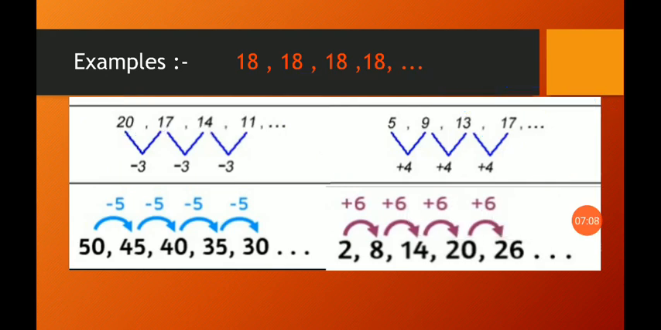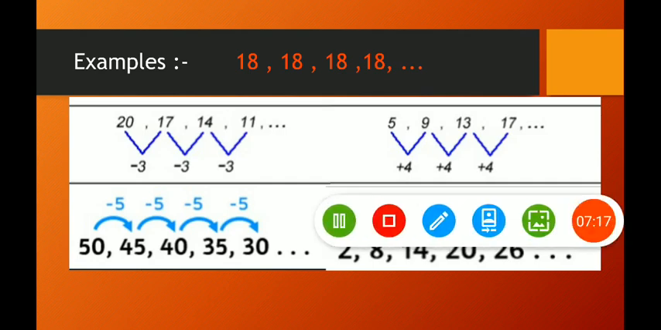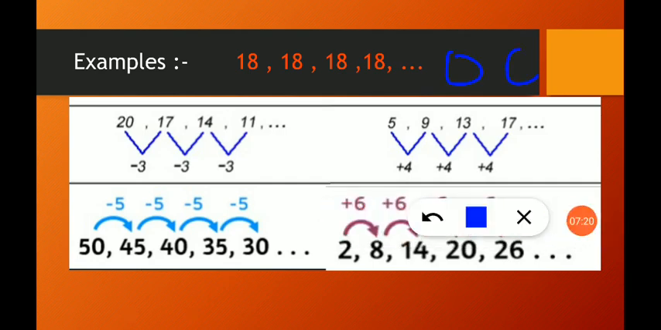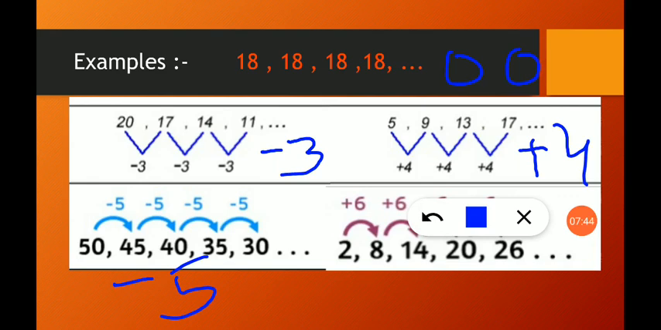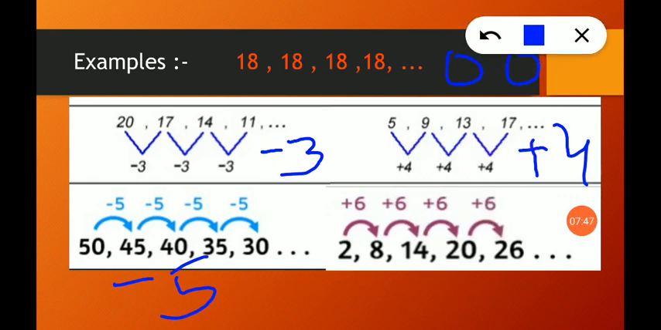So here all the examples are of AP. In the first case we are adding 0. In the next case we are subtracting, or we can say we are adding -3. In the next case we are adding 4. Then here we are adding -5, and in this one we are adding 6.